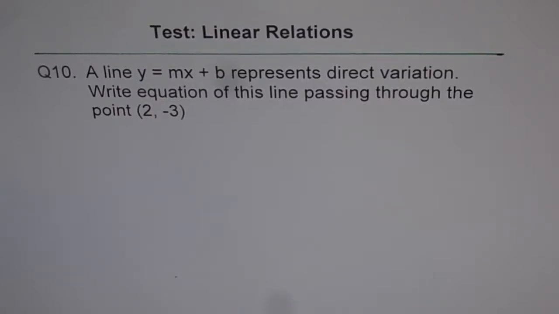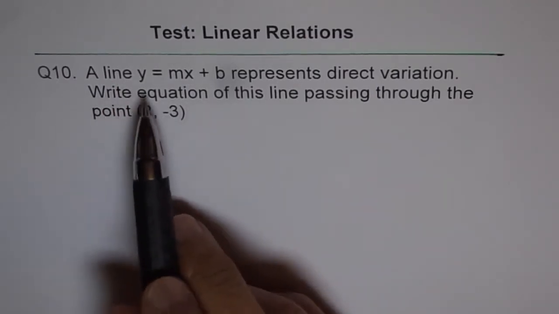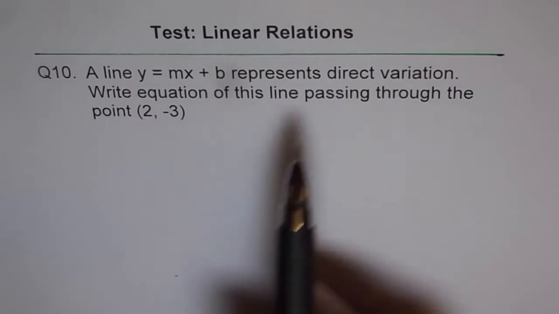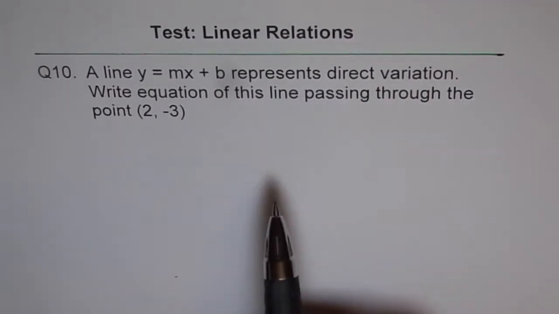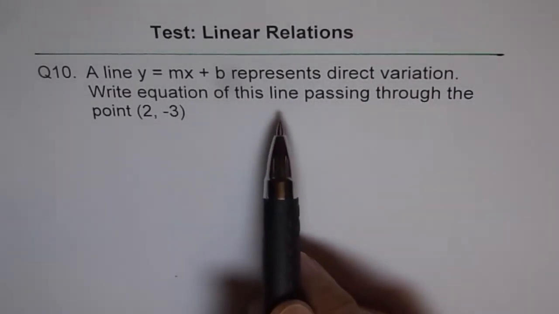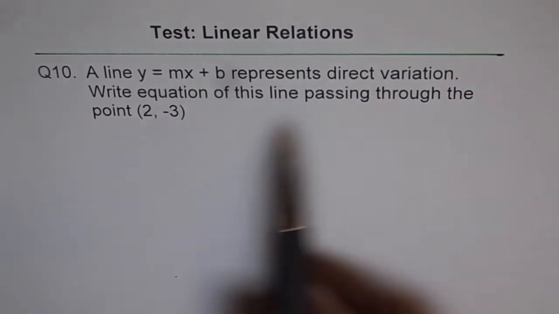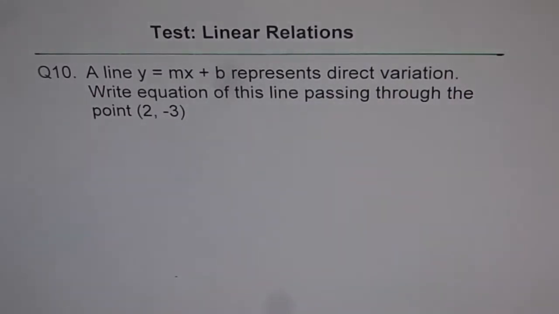In this set of videos, we are trying to understand each and every topic on linear relations. So this is the last question on direct variation. The question is, a line y = mx + b represents direct variation. Write the equation of this line passing through the point (2, -3).